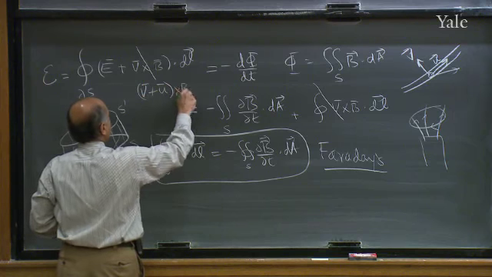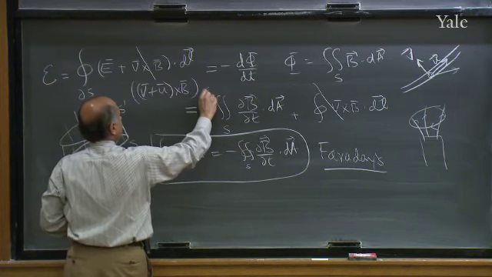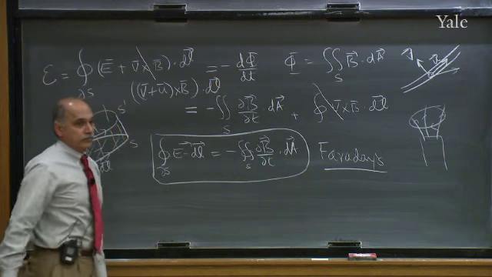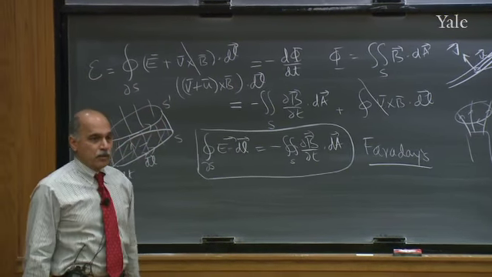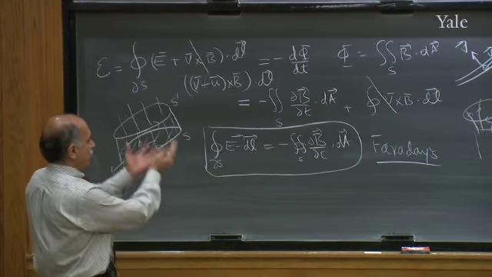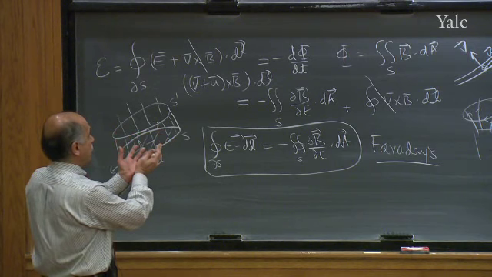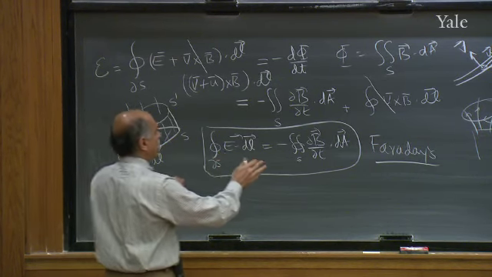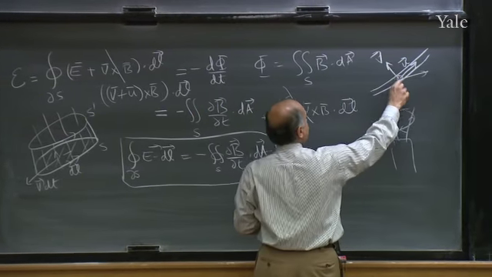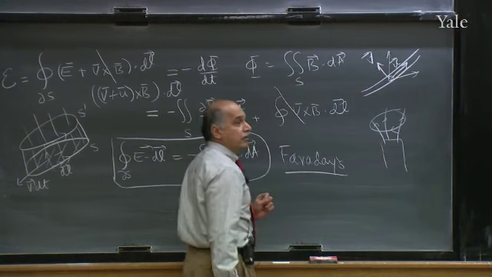(v plus u) cross B dot dl. Because it's not just the motion of the wire that we take for the velocity, because charges are moving in the wire. The net velocity is v plus u, just some number like that.